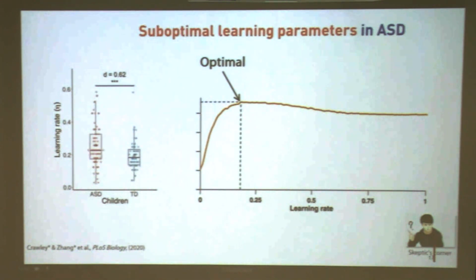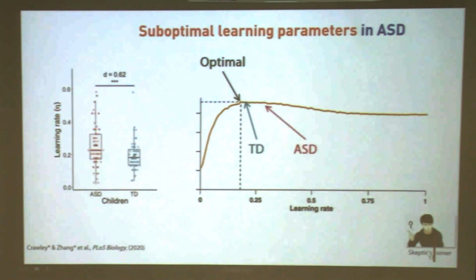And now that we have the optimal learning rate, we could place the learning rate of the TD individuals and ASD individuals in relation to the optimality. So not so surprisingly, you see the TD individual learning rate is closer to the optimal point, and the ASD individual is a little bit further relative to the optimal point. So only looking at the magnitude, this is higher, this is lower, doesn't tell you too much until you find out where the optimal point is, and then you compare the result in relation to the optimal point. So then this makes sense, rather than counterintuitive.